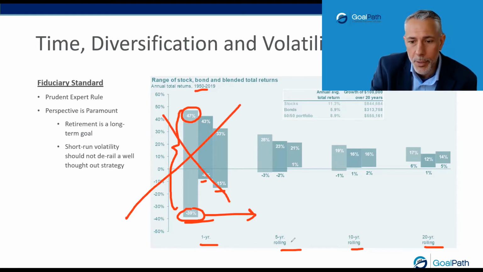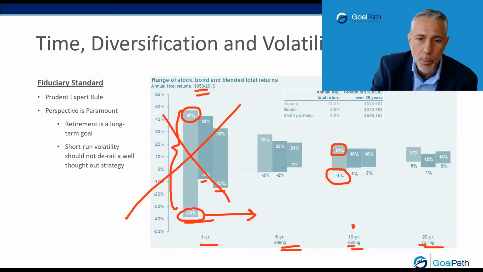Your focus should be on the 5, 10, and maybe even 20-year periods. Let's just look at the 10. If you focus on a 10-year period, the equity markets in any 10-year period dating back to 1950 have fluctuated between down 1% on the low end, that's the lowest return, to 19% annualized on the high end. That's a much more palatable number.